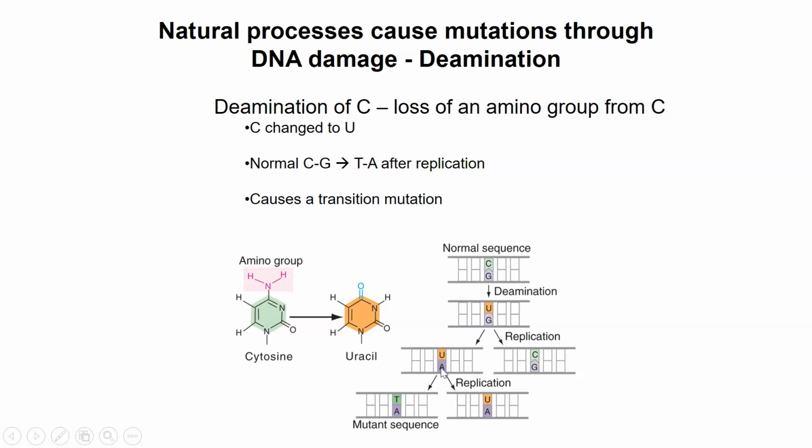And then if this is replicated in another round, the adenine would serve as the template strand, the bottom strand here, and that would direct DNA polymerase to insert a T opposite. So you'd go from CG, deamination of C to U, replication once, replication twice, and you end up with TA. Deamination of cytosine always results in a CG to TA, which is a transition mutation, C to T.